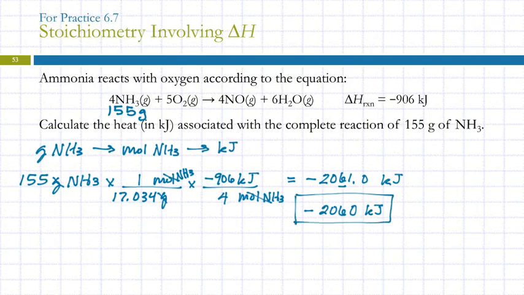We need the negative sign here. If it said calculate the heat released by the complete reaction, then we would make it a positive number. If I say, how much money did you spend? You give it to me in a positive number, even though it was a negative thing in your checking account, right?